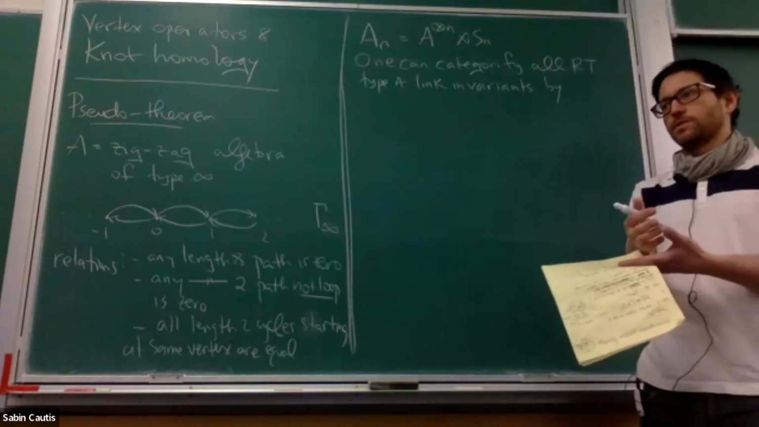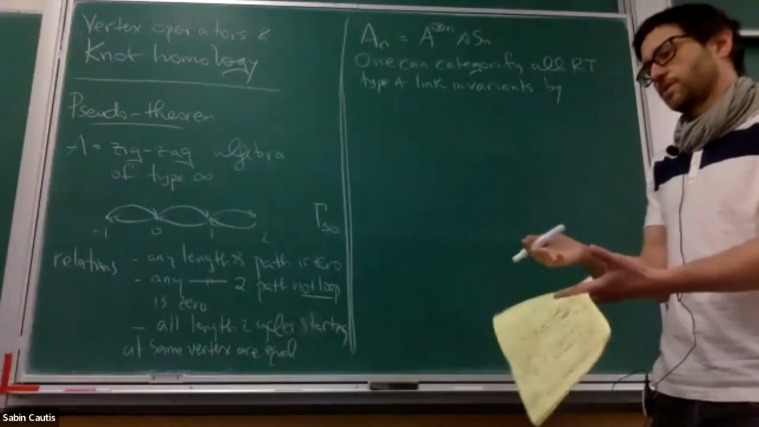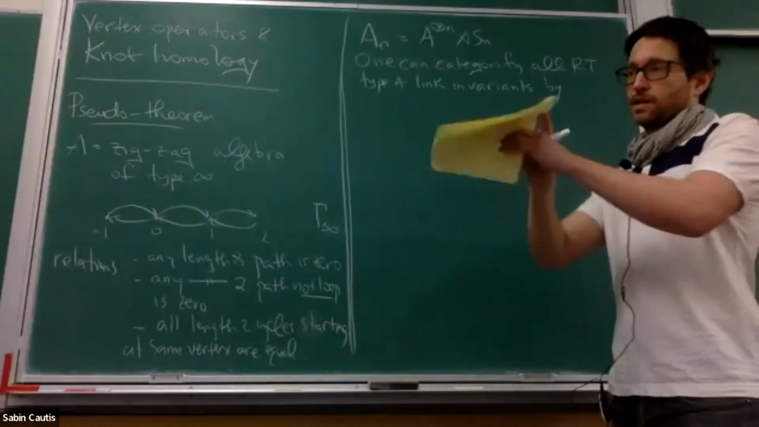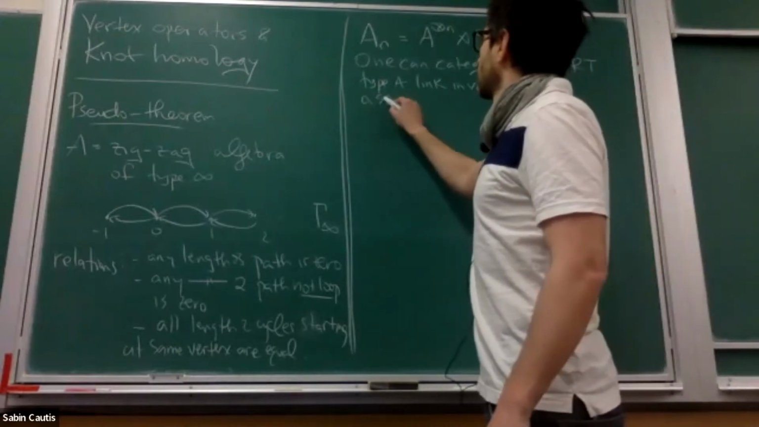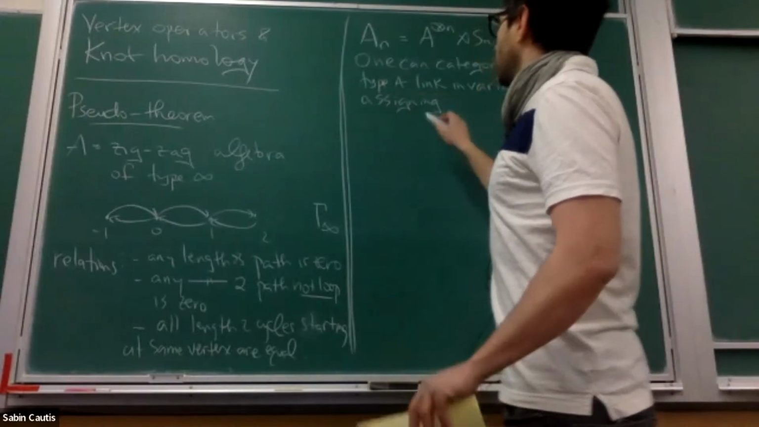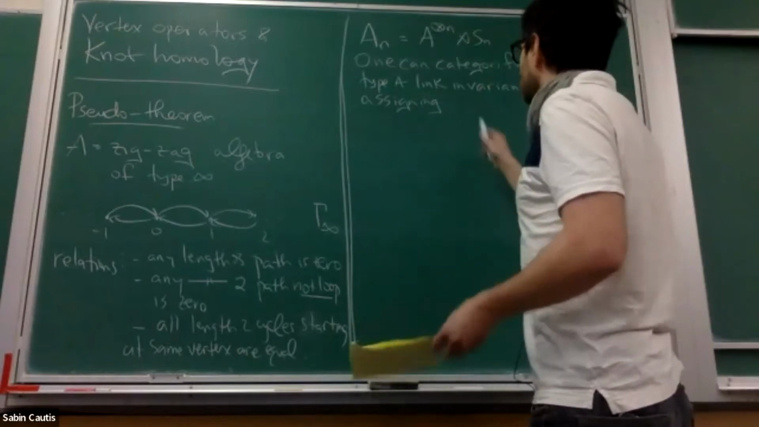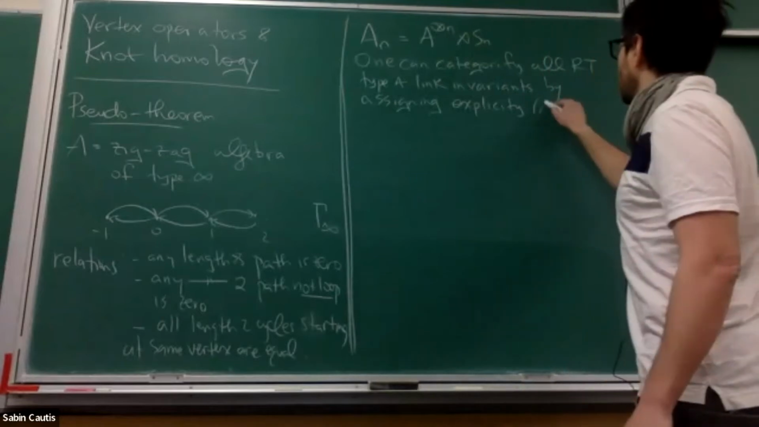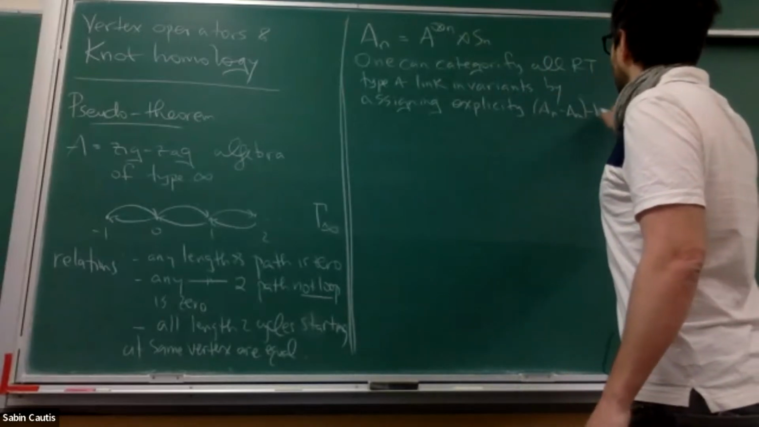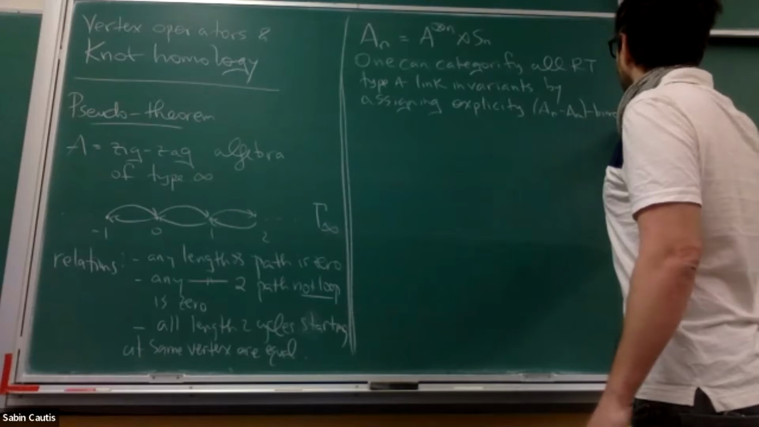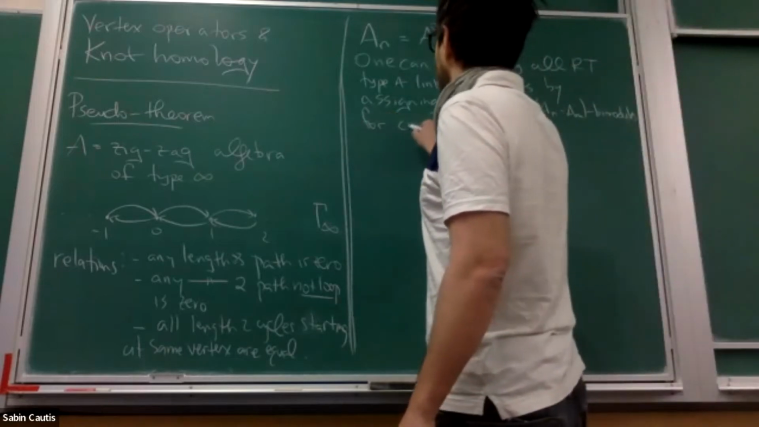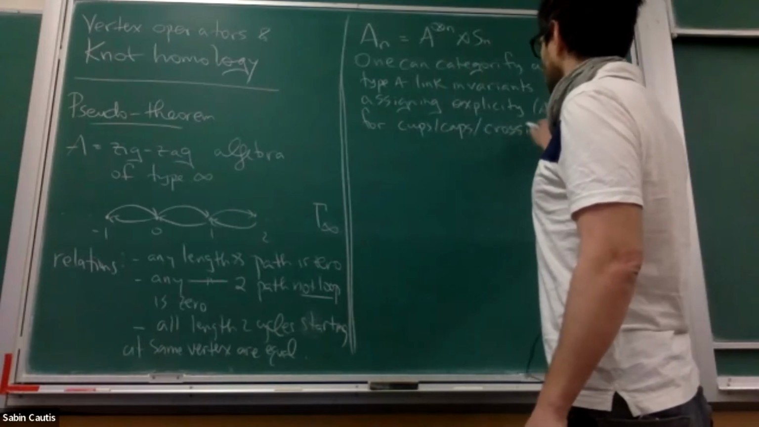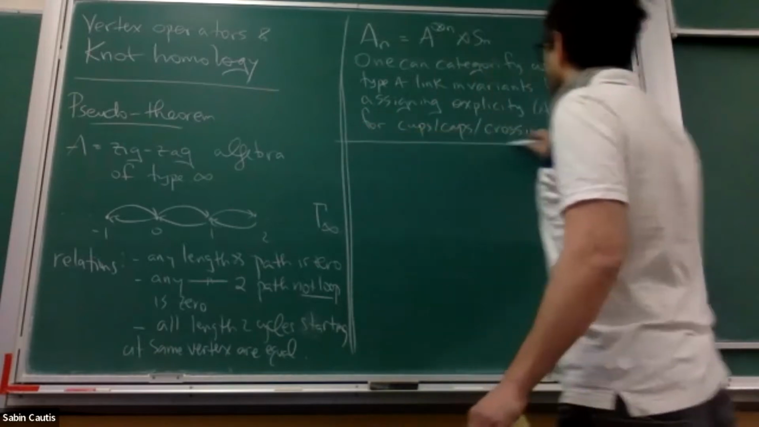For example, in a classical story, you take your link or knot, whatever, and you slice it, and you need to somehow know what to do with each cup and each crossing. So basically, by assigning explicit bimodules, A_n modules for the cups. Okay, so that's the main idea.